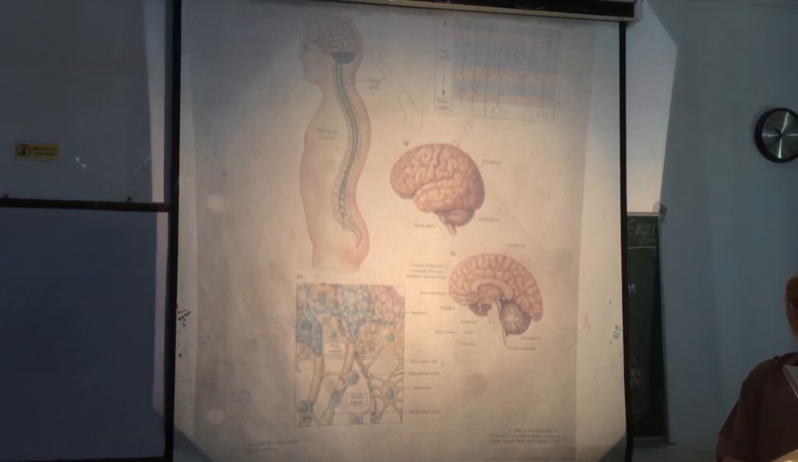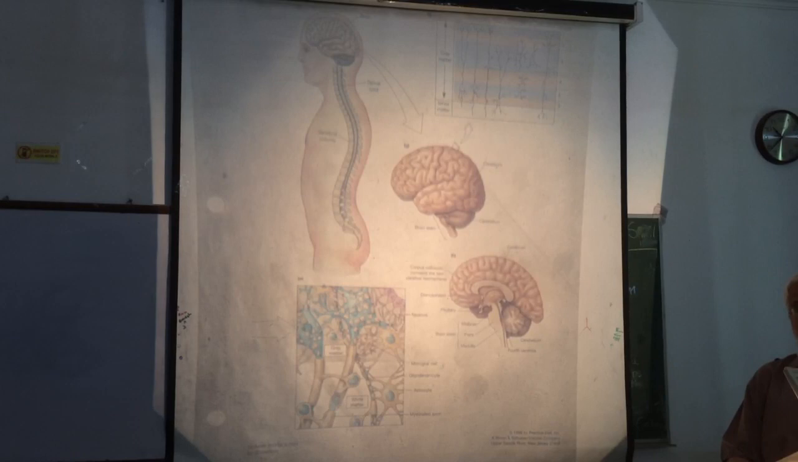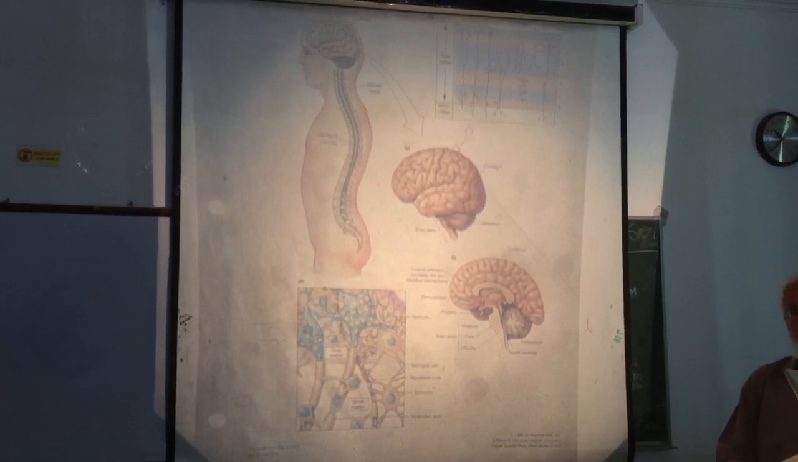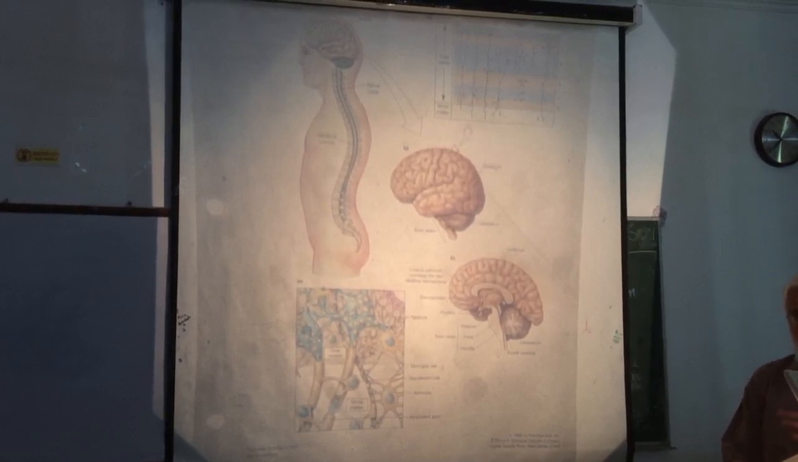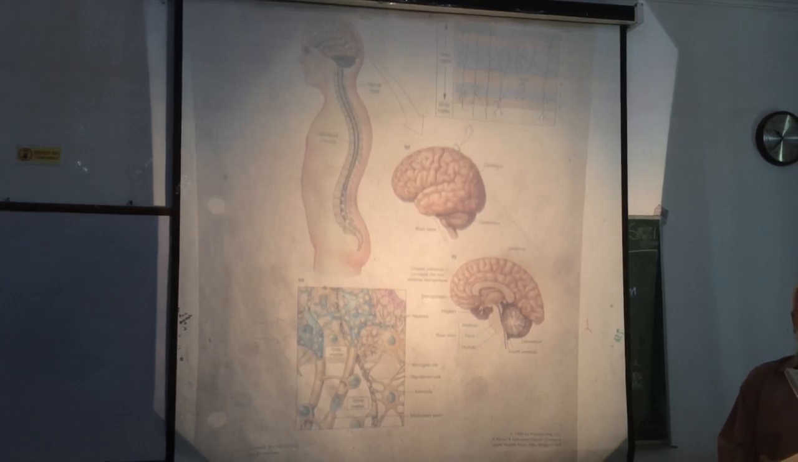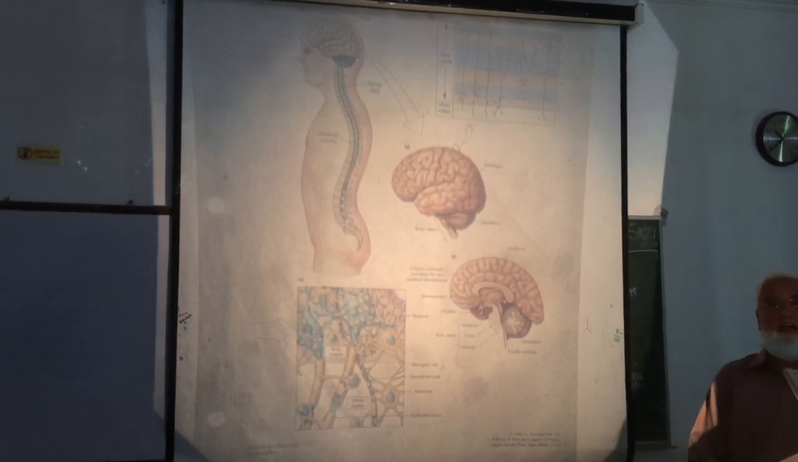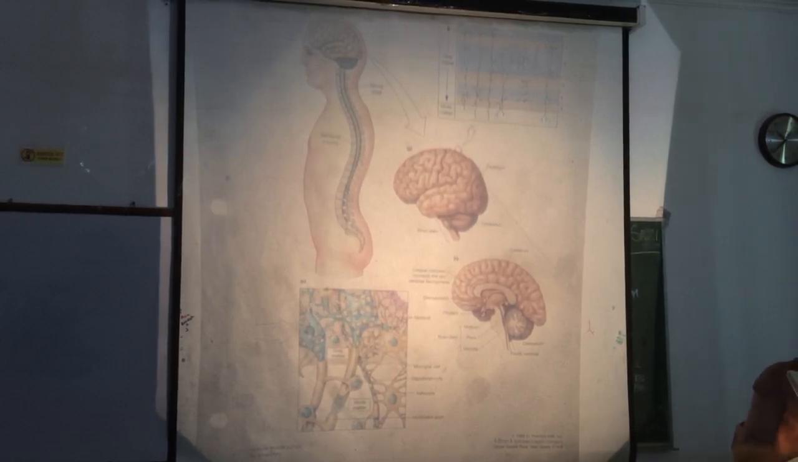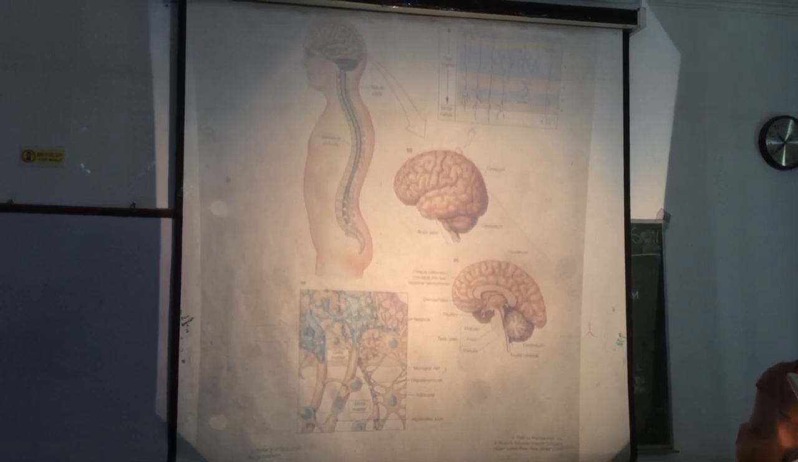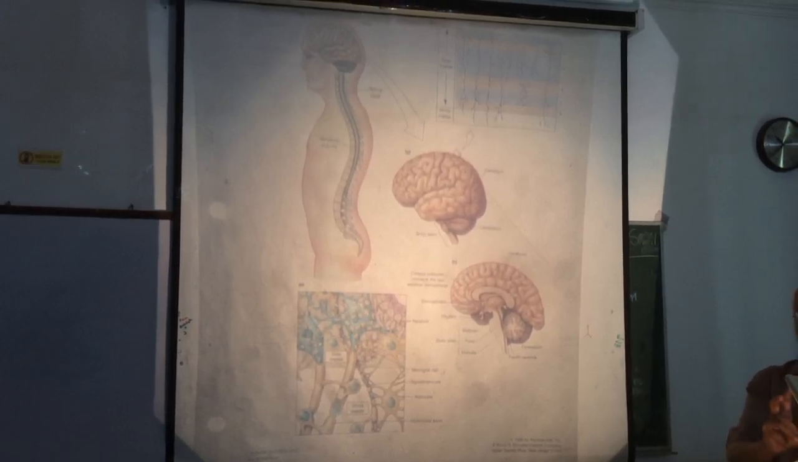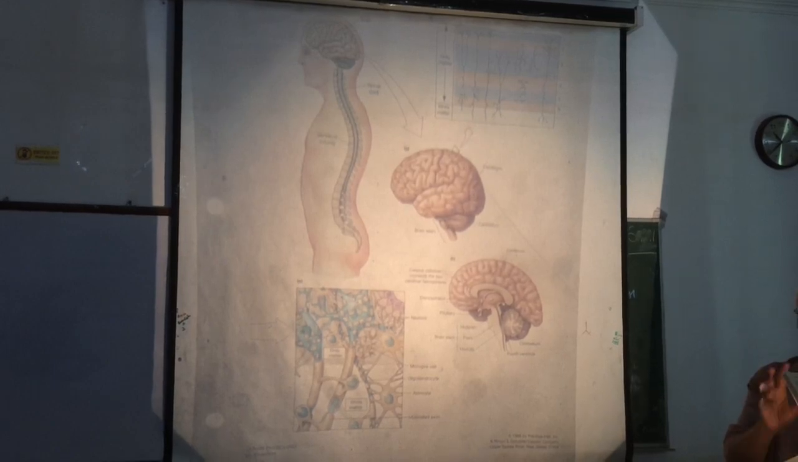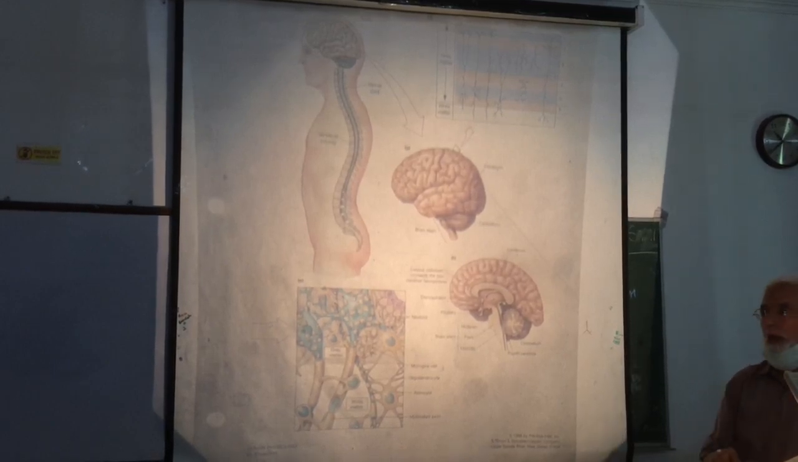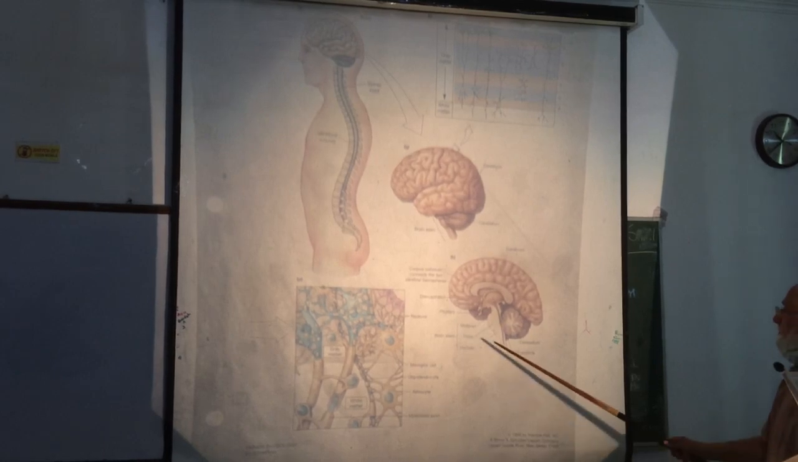In the pons, there is a portion of the vasomotor center, the respiratory center, and also a portion of the center for the control of muscle tone. The same center is present also in the medulla oblongata. So in the medulla oblongata and pons, both have the center for the control of muscle tone. So this was about the pons.